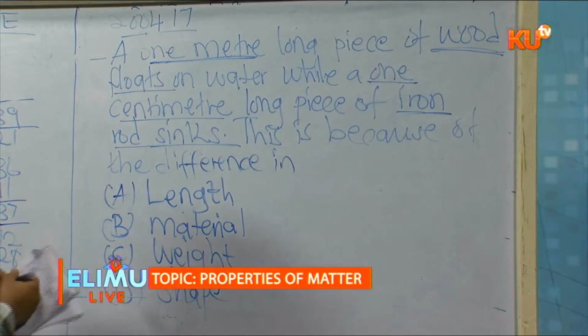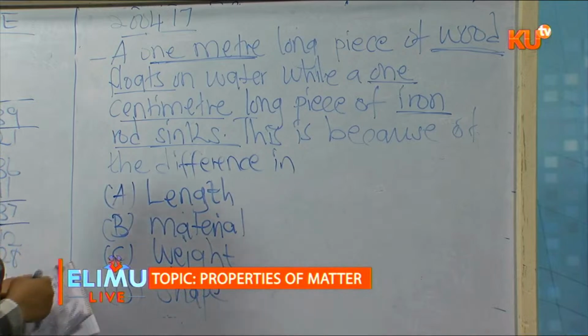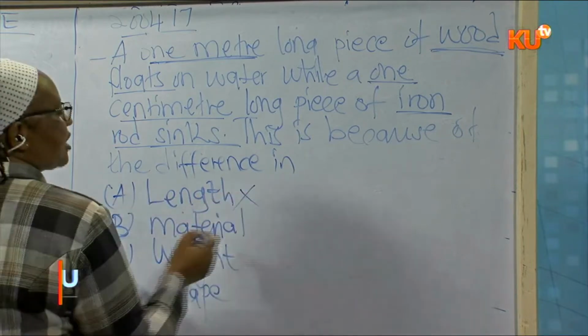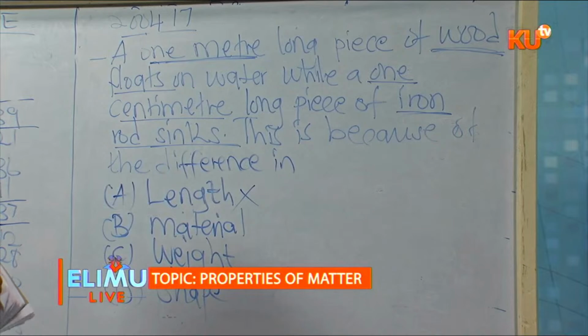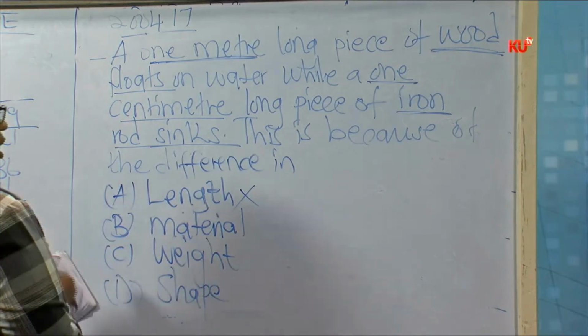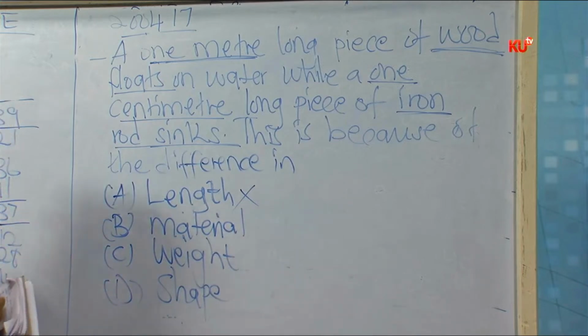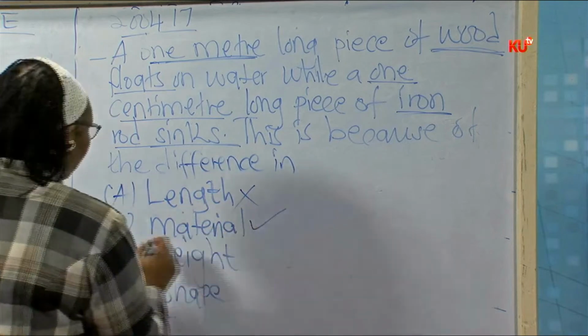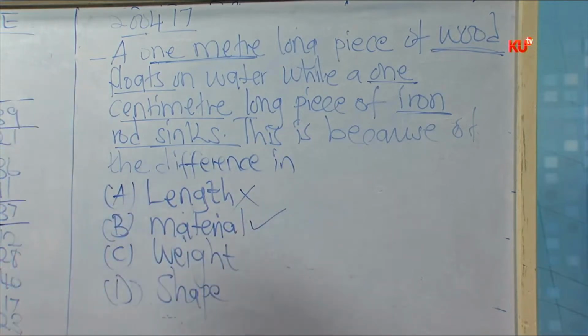Why does it sink? Is it because of the length? No, because it is even shorter than the piece of wood. Is it because of the material? The material is one of the things that affect floating and sinking. You should always remember that. Wood will always float regardless of its size or even its weight. So we put a tick there as we move on and find out whether there is another answer which is close.